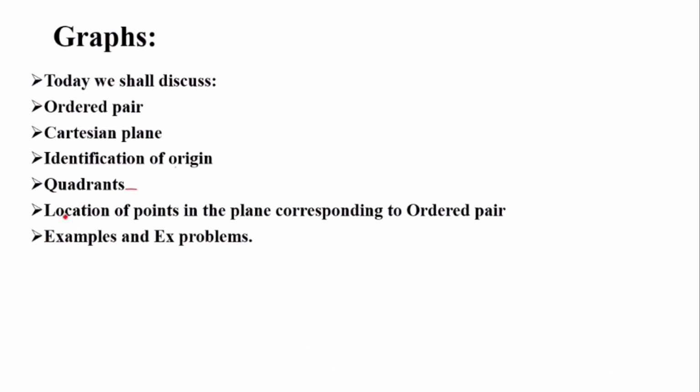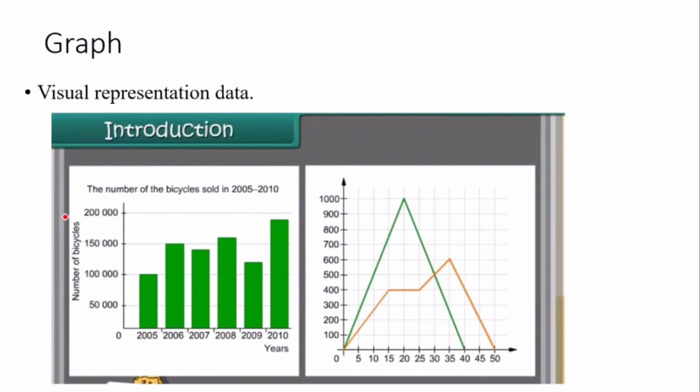Now first of all we will see what is a graph. Basically, a graph is a visual representation of data. Any kind of data can be represented in the form of graphs. Like this is the number of bicycles sold from 2005 to 2010. So we can locate how many bicycles were sold in these 5 years in the form of a graph. This is basically a bar graph.